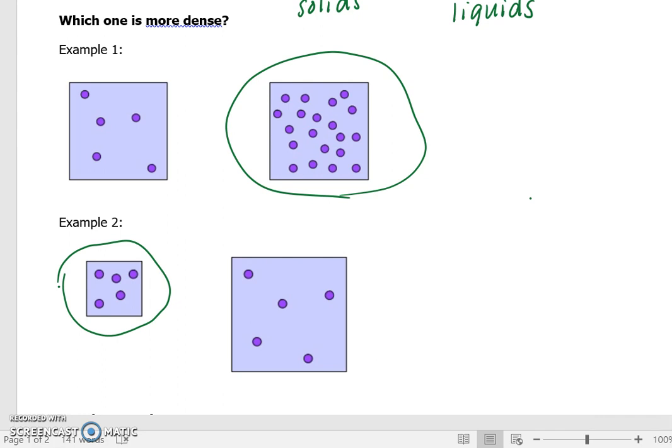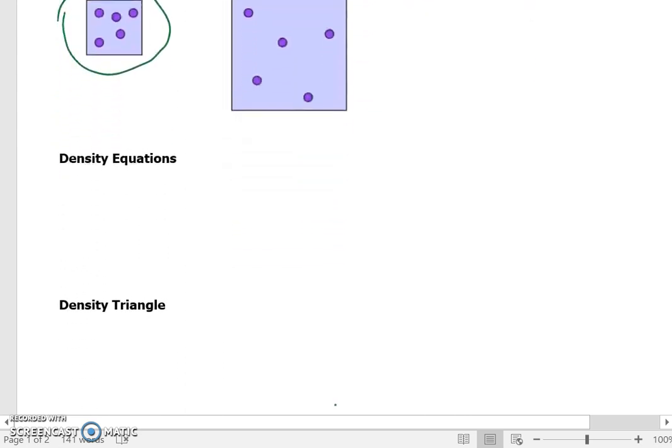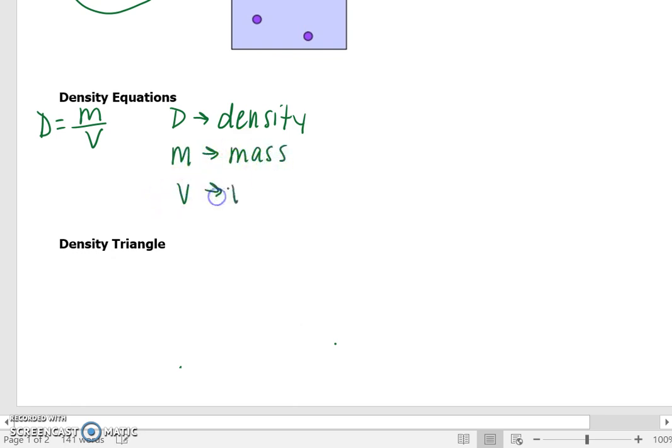So those are some non-mathematical examples of density, but let's talk about how we're going to use some math with density. So we're going to have one main equation that we use for density, and that equation is D equals M over V, where D is density, M is mass, and V is volume.